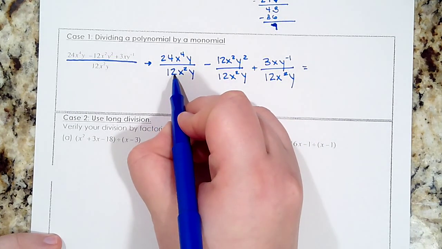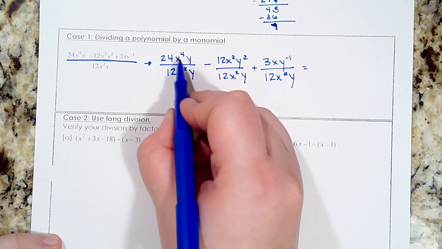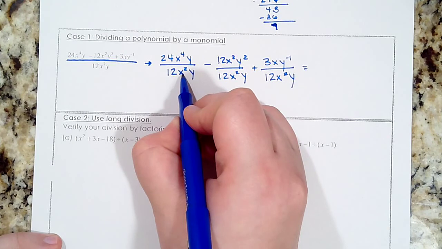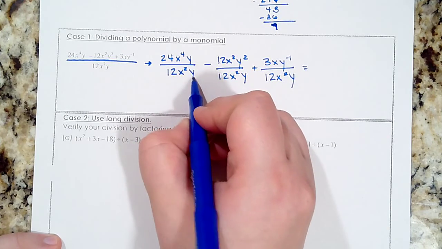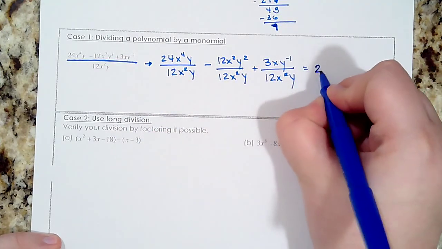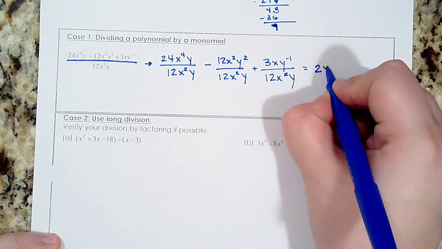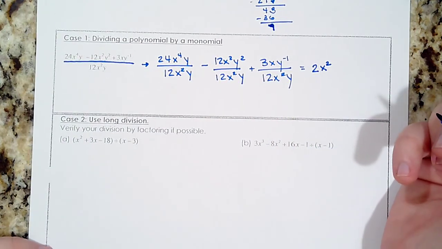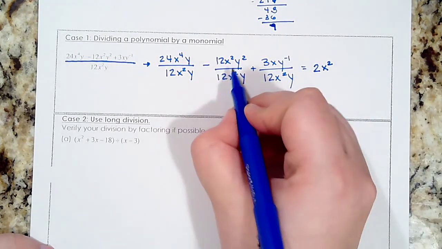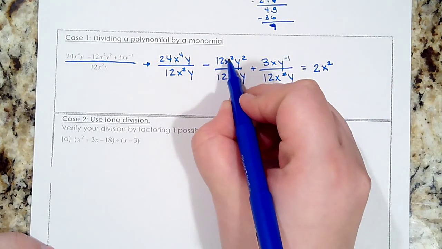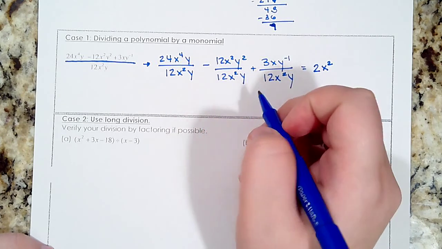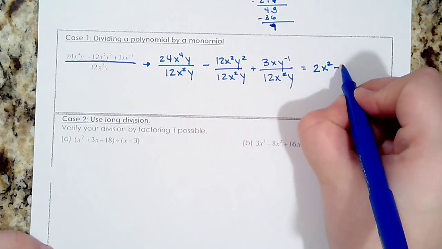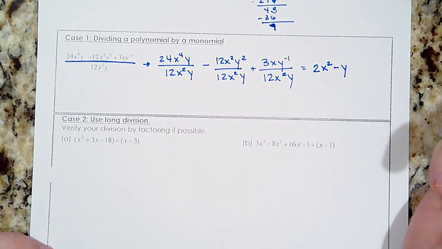This one is going to be 24 divided by 12. That's 2. The x's simplify to x squared, and the y's cancel out. So my first term becomes 2x squared, as we saw in our last video. The next one, the 12's cancel out, the x's cancel out, and we're left with just a single y. So I have minus y for my second term.